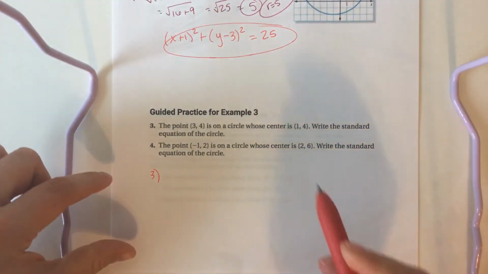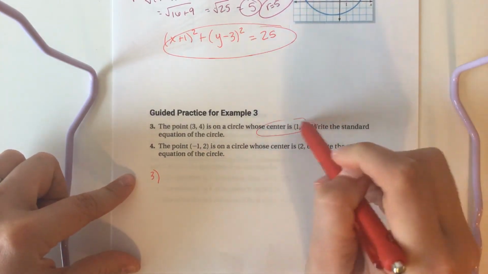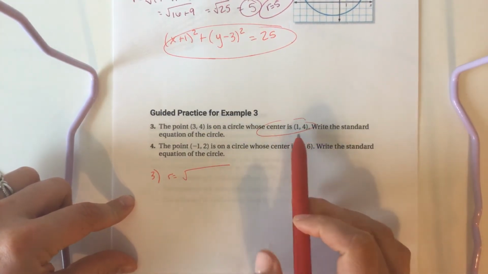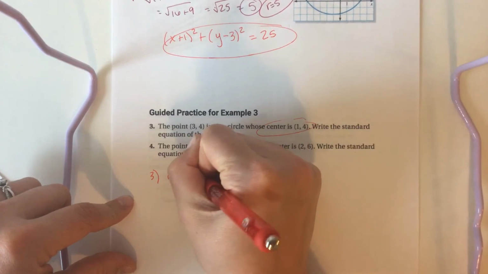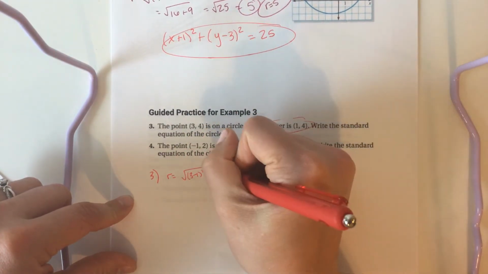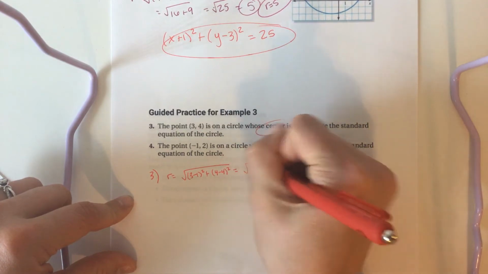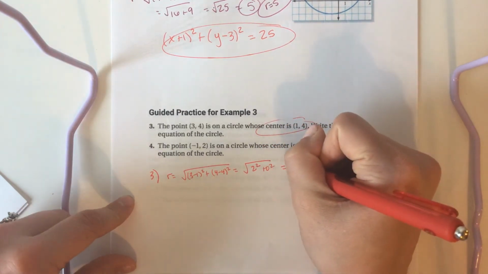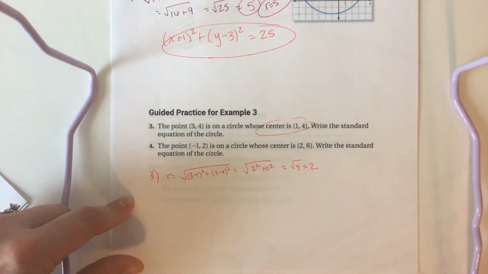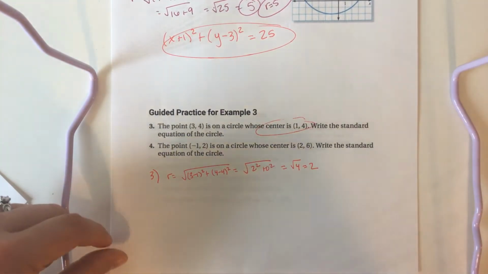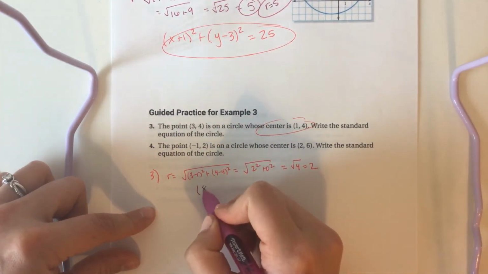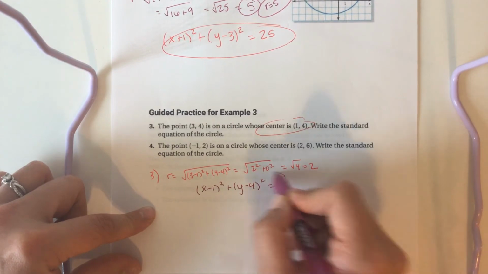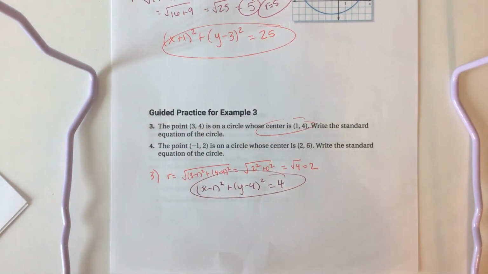Okay, number 3, the point is 3, 4, and the center is 1, 4. Again, we need to find the radius, so we're going to use the distance formula. So r equals 3 minus 1 squared plus 4 minus 4 squared. To get that, we have 2 squared plus 0 squared. Well, 2 squared is 4, which means our radius is 2. So if I plug all of this information into my equation, I will have x minus 1 squared plus y minus 4 squared equals 2 squared, 4. So there's that equation for number 3.